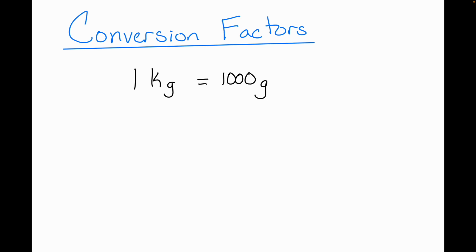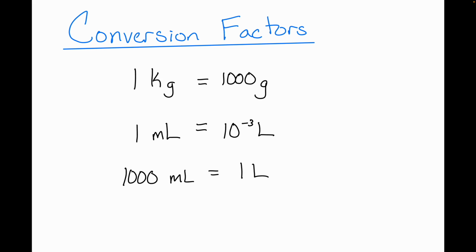Okay? The other one is that milli prefix. So let's say a milliliter and a liter. What is the relationship between these two? 10 to the negative 3. So there's a few different ways to think about it. You could say that 1 milliliter is 10 to the negative 3 liters, or you could say there are 1,000 milliliters in 1 liter. Both of those are mathematically equivalent.